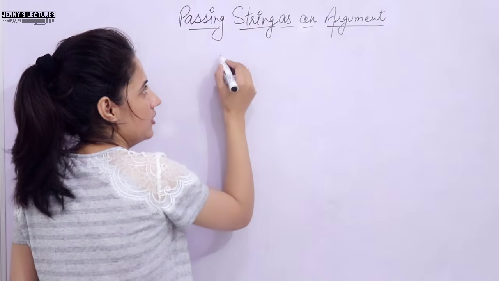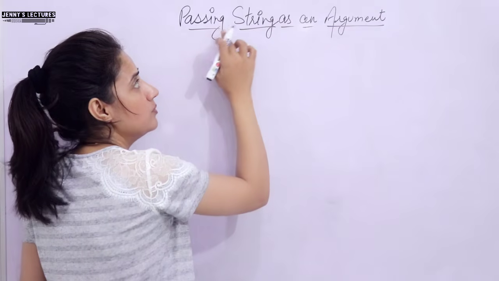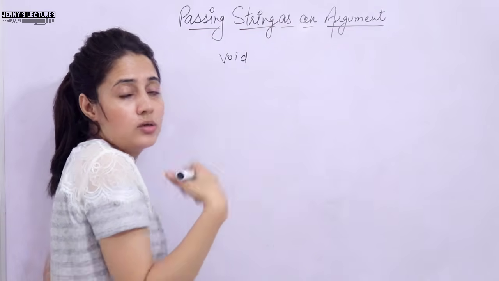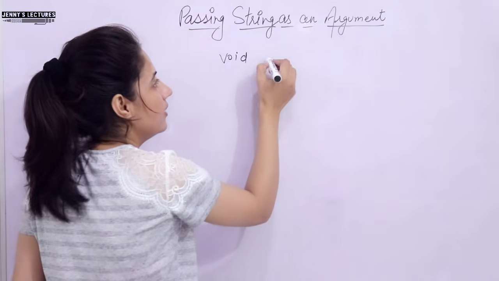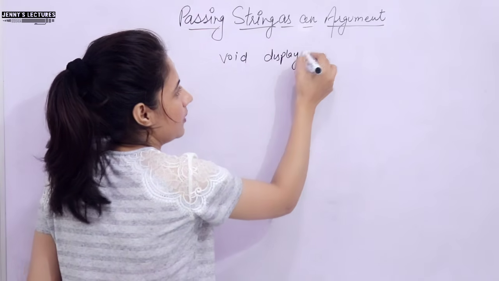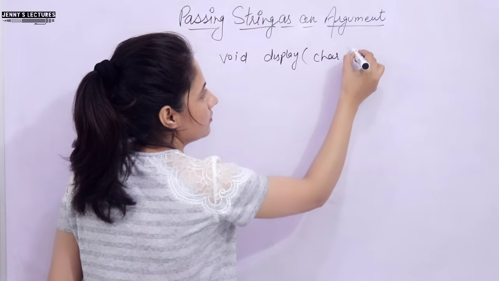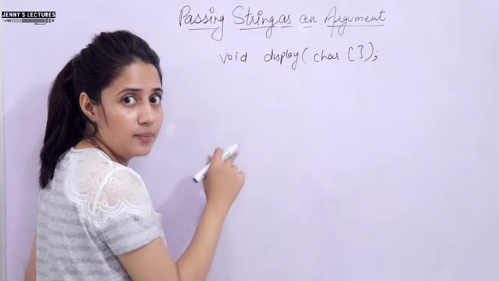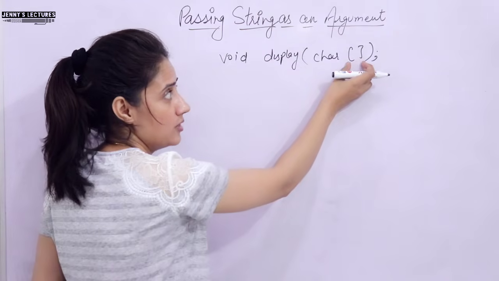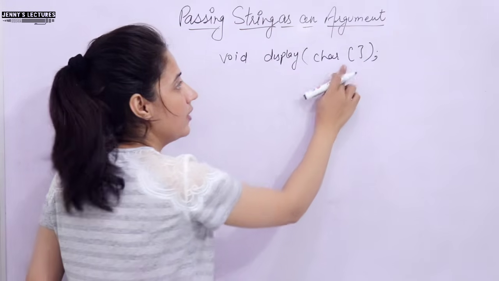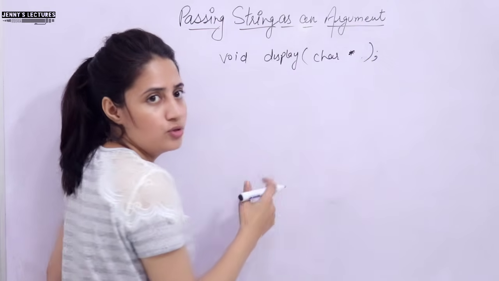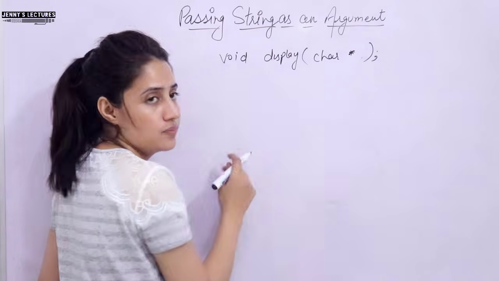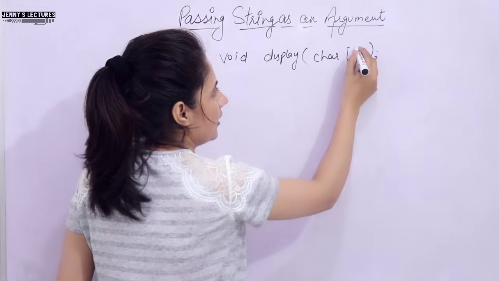So I'm taking one function, display. We are going to just pass the string. I am not expecting the function to return something, so the return type is void, and the name is display, and we will pass a character array. Just write in the brackets the data type, and it's an array. Or you can write char asterisk, which also means a string. Generally we declare a string like this, or you can write it like this.